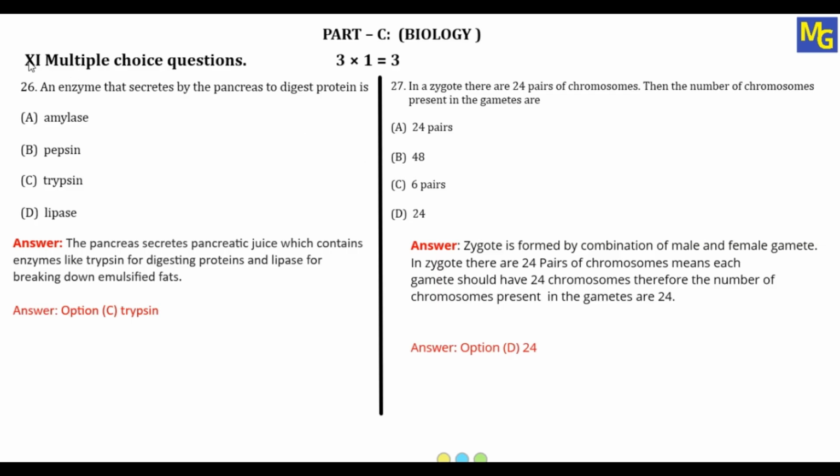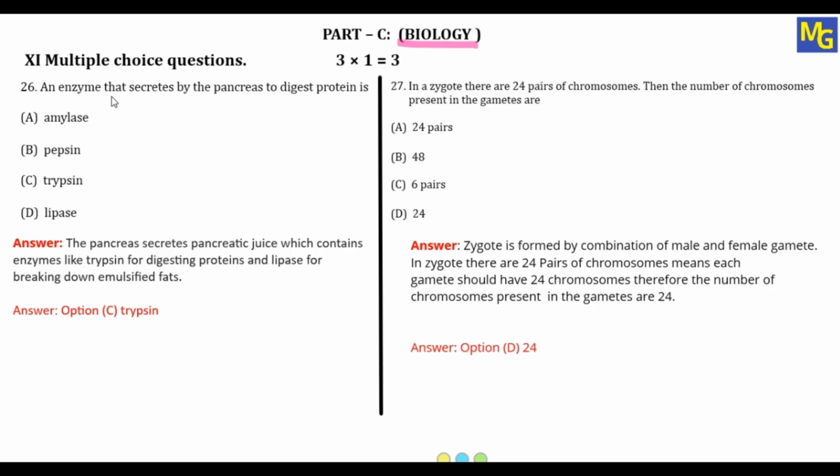So now we are going to start with question number 16, and that is multiple choice question. This question consists of again 3 questions. Each carries 1 mark. So from this section we are going to get 3 marks. So question number 26, which is the first question of this part C biology.